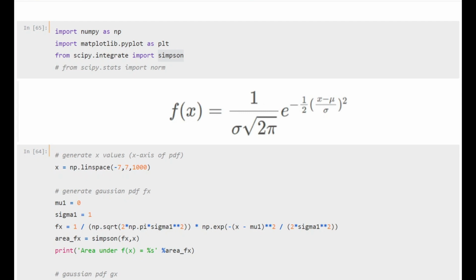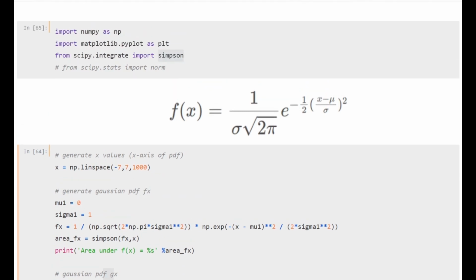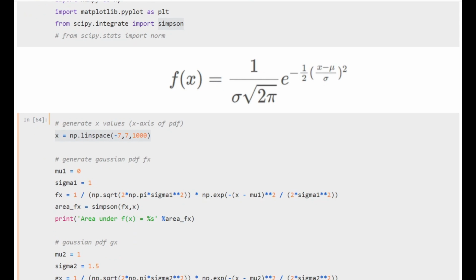I have once again written down the equation of the Gaussian function, and firstly, we are going to generate two Gaussian functions representing likelihood and prior. The first one is going to be called fx, and the second one is going to be gx. I will first start by defining this x variable, which is starting from -7 and going up to 7 in 1000 data points. So this is basically the x-axis of the PDF.